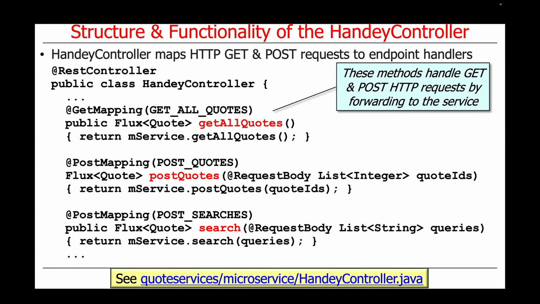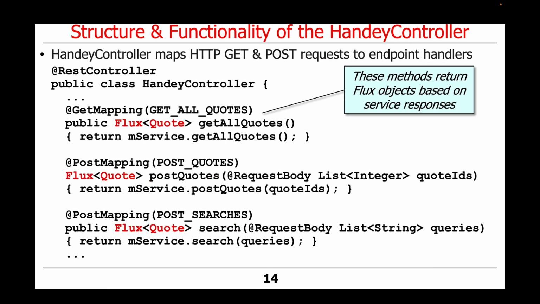Now let's go ahead and take a look at the endpoint handler methods. This is not all of them. This is most of them. They didn't all fit on the slide. But we've got get all quotes, post quotes, and search. And these methods handle get and post requests by simply forwarding them to the underlying service. You can see here that each of these methods also returns Flux objects based on the responses they get back from the service. And so we use the fluxes here to be able to have asynchronous operations from the client point of view.